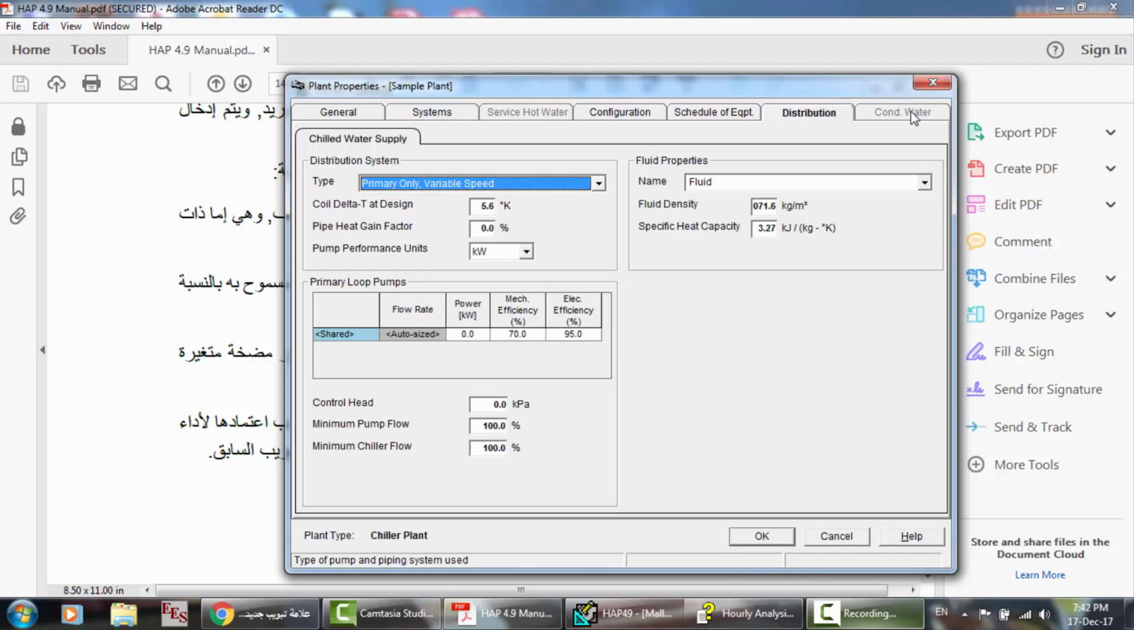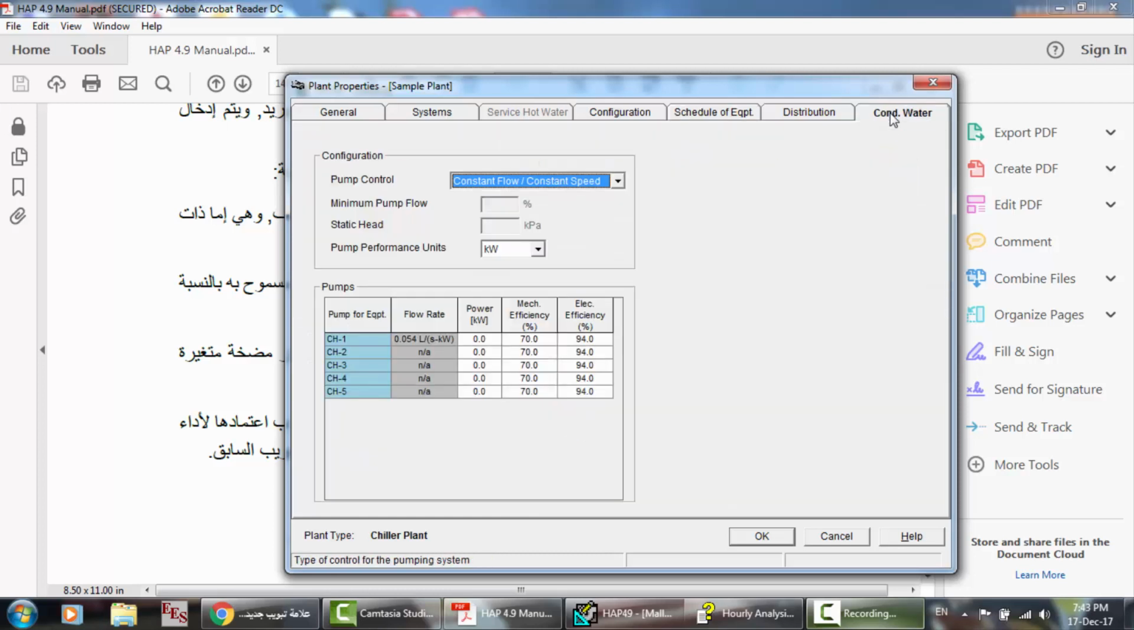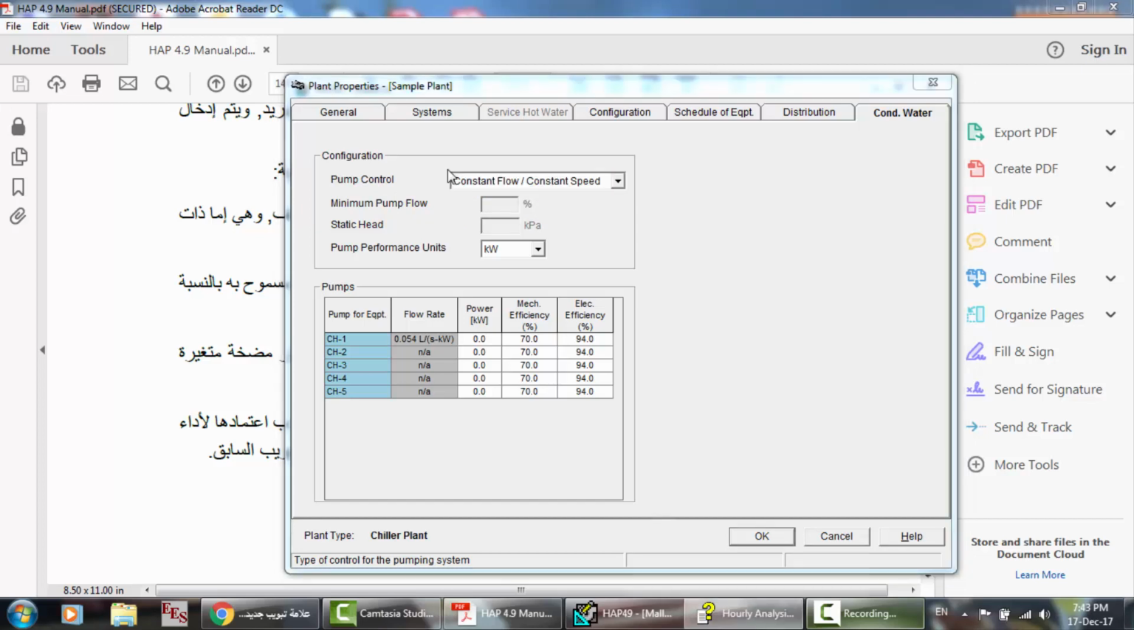For the condenser water, if you have a cooling tower, schedule. Suppose that we have a chiller and the cooling tower. The condenser water, the pumps for the cooling tower or the condenser, the pump for the condenser. So here configuration, pump control: constant flow, constant speed, variable flow, variable speed.